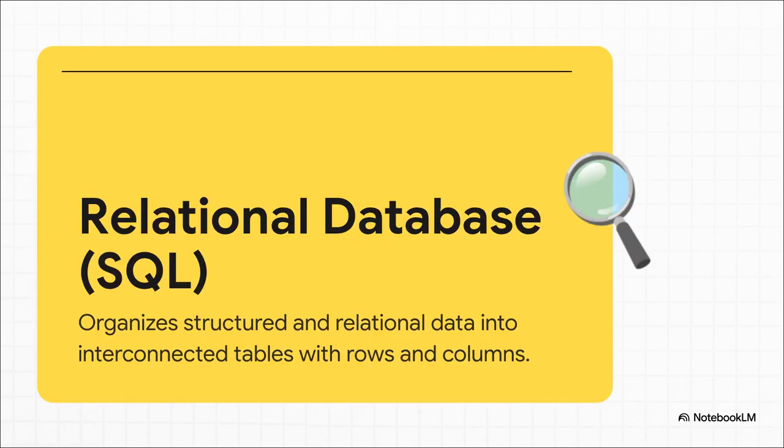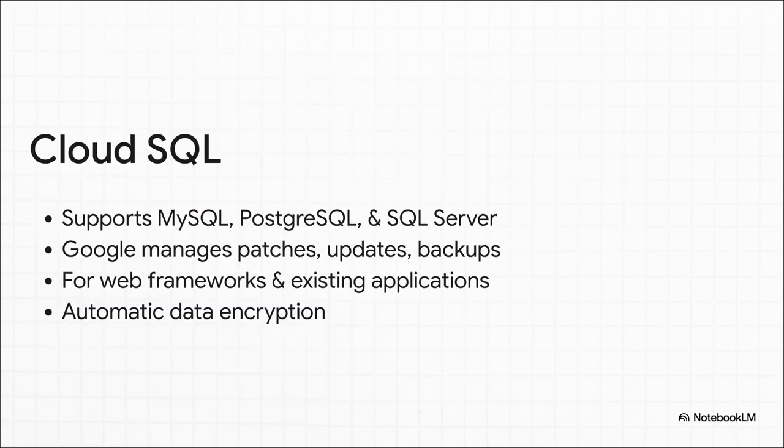And that, my friends, is the job of the classic relational database, or what you'll usually hear called a SQL database. The absolute best way to picture it is a bunch of spreadsheets that are all linked together. You've got one for your customers, one for your orders, and they all know how to talk to each other. And the language they speak, that's SQL. So on Google Cloud, your entry point for this is going to be Cloud SQL. The magic word here is managed. That means Google handles all the boring but super critical stuff for you. The patching, the updates, the backups, you don't have to worry about it.